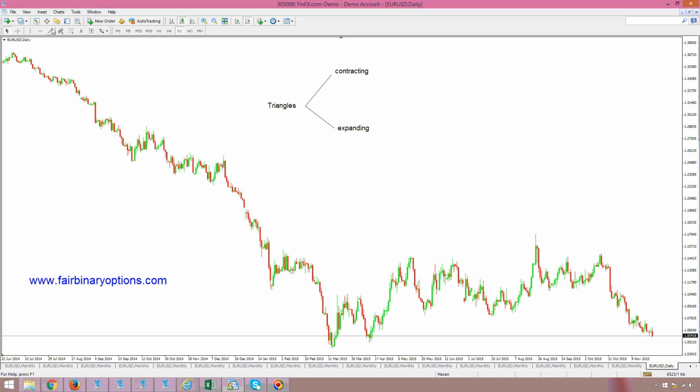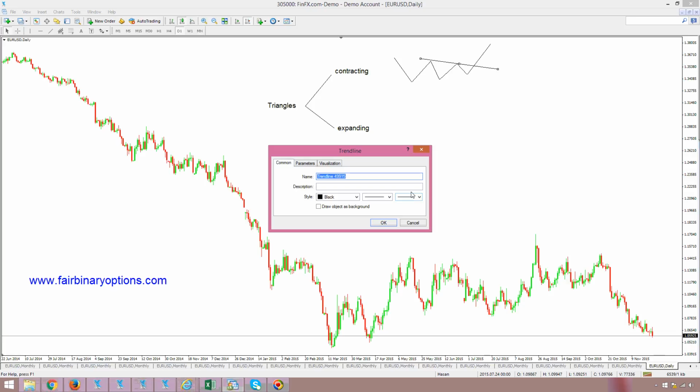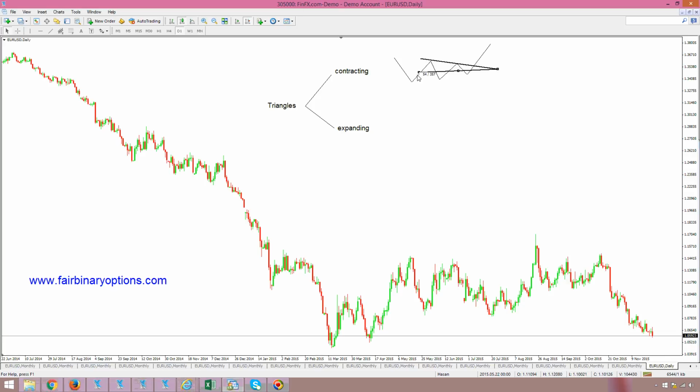A contracting triangle is looking like this. Basically, we will go with A, B, C, D, E, and then the market breaks higher. The contracting aspect is given by the fact that the upper side of the triangle, the A and C trend line so-called, and the B to D trend line like this, are contracting, they are converging towards a common point into the future.